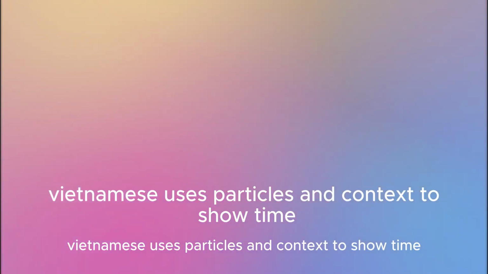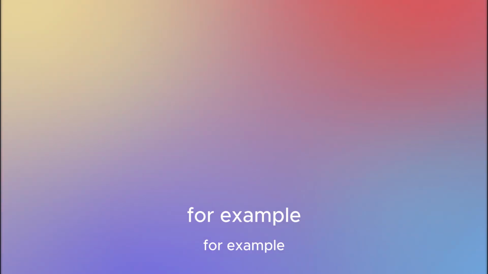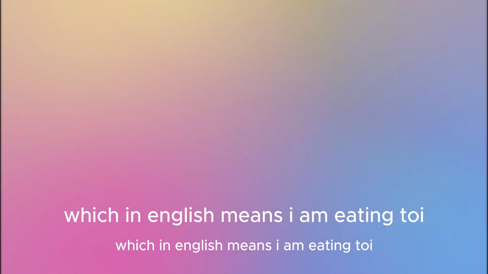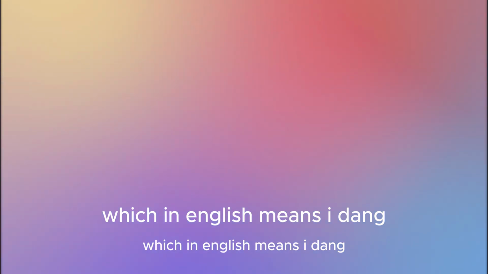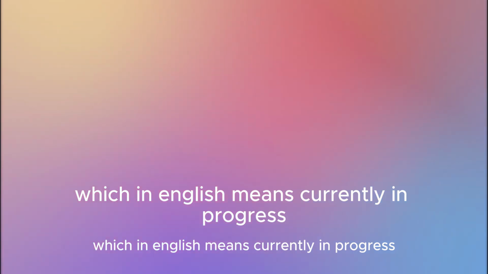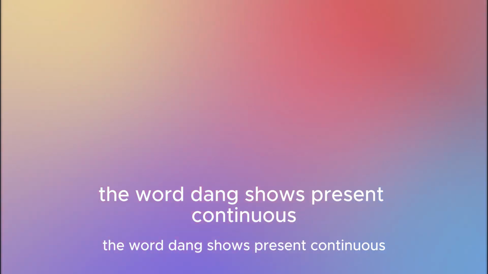Vietnamese uses particles and context to show time. For example, tôi đang ăn, which in English means I am eating. Tôi, which in English means I. Đang, which in English means currently, in progress. Ăn, which in English means eat. The word đang shows present continuous.